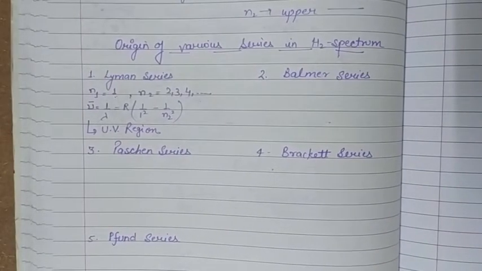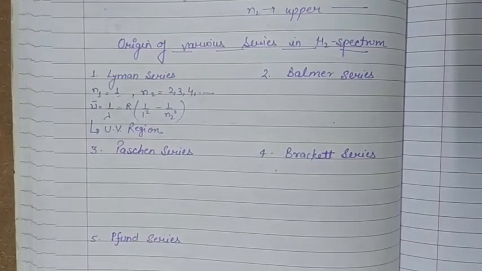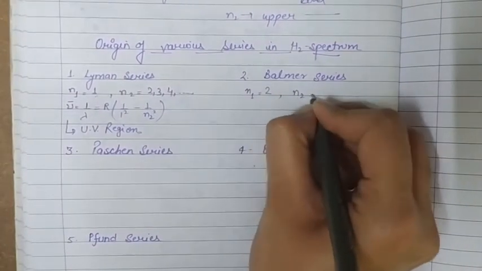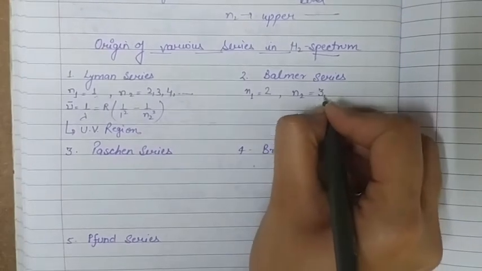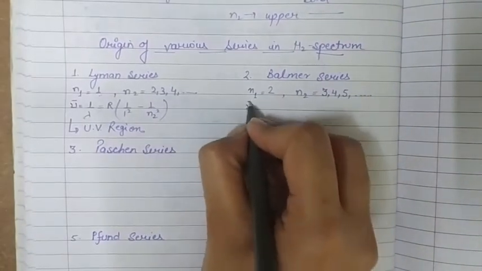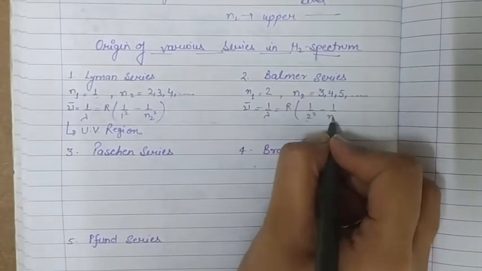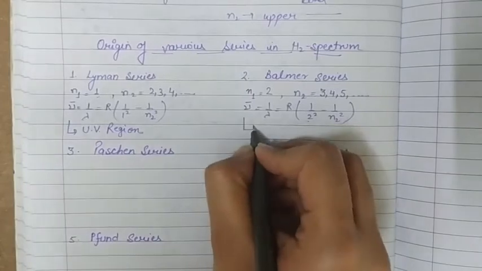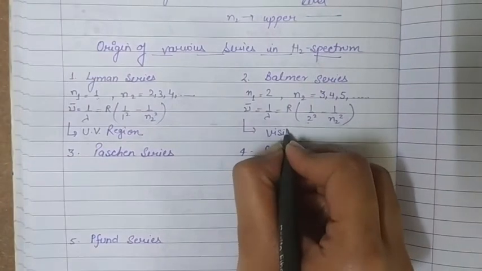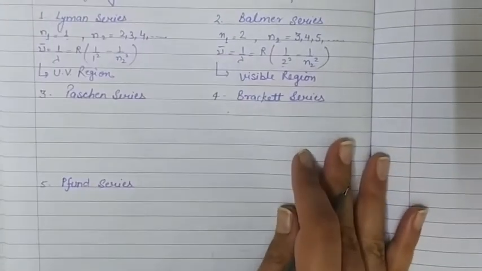Similarly, in the case of the Balmer series, the spectral series corresponds to the transition from higher levels to the second energy level. That means for the Balmer series, n1 is equal to 2 and n2 can be any higher level above 2, that is 3, 4, 5 and so on. For this, nu bar is equal to 1 upon lambda is equal to R times 1 upon 2 square minus 1 upon n2 square, and the series we get lies in the visible region. Lyman was in the ultraviolet region and Balmer is in the visible region.